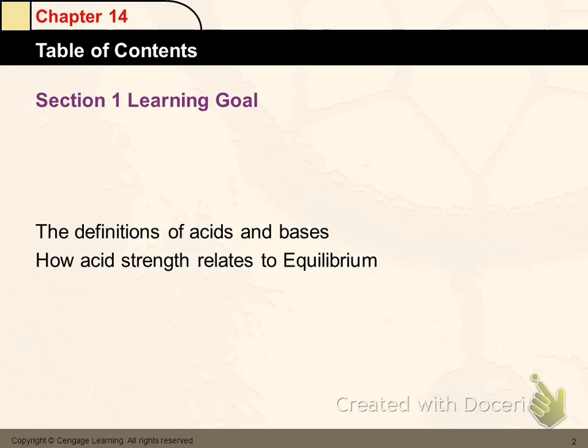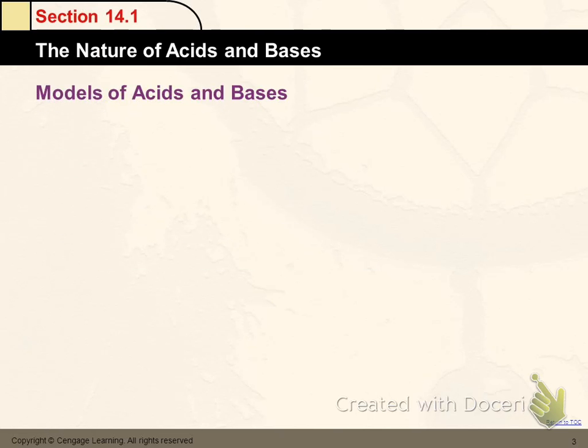First off, our learning goal for this section is going to be, one, the definitions of models of acids and bases, and two, how acid strength relates to equilibrium. We're going to be using some basic background knowledge, and so we actually should be able to run through this part fairly quickly.